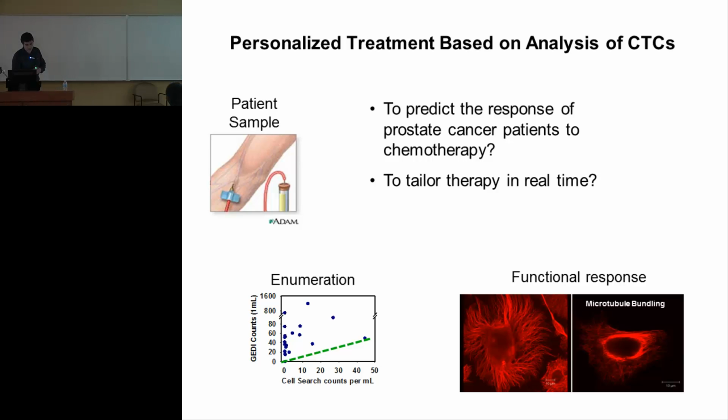So that's the summary of this project. The idea is to work towards personalization of treatment by being able to predict the response to a particular drug, and then tailor therapy in real time. First, to have an enumeration readout to see if the cells are becoming less metastatic after treatment, and then to have a functional response.